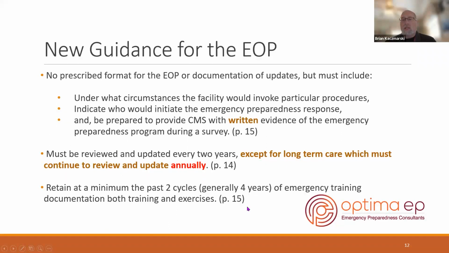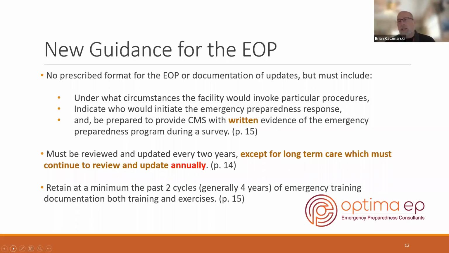And then the last piece, again, providing CMS when they come on site, first off, hand them the flowers and a box of chocolates, and then provide written evidence of your emergency preparedness program. General guidelines is this plan must be updated and reviewed every 2 years, except for the caveat for long-term care facilities, which is an annual requirement. And I would even drill down a little bit further that if you happen to have an incident within that annual cycle, I believe that incident would be cause for an update of that plan. And that's that corrective action piece.